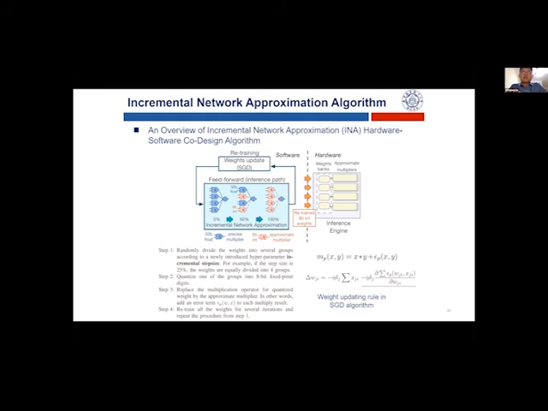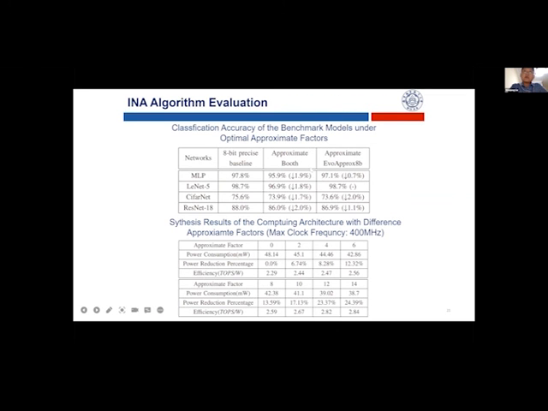However, the accuracy is still very high. As we can see, from the simple network to somewhat more complex networks, from the MLP to ResNet-18, all these results have accuracy loss of less than 2%, and we have up to 24% power reduction.